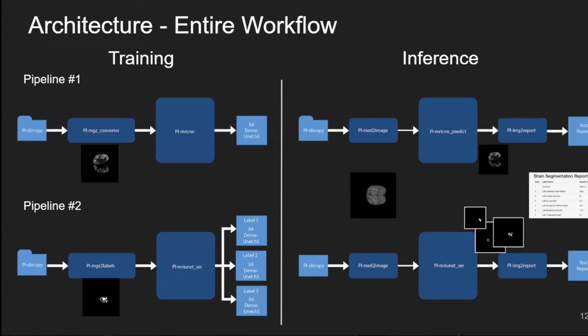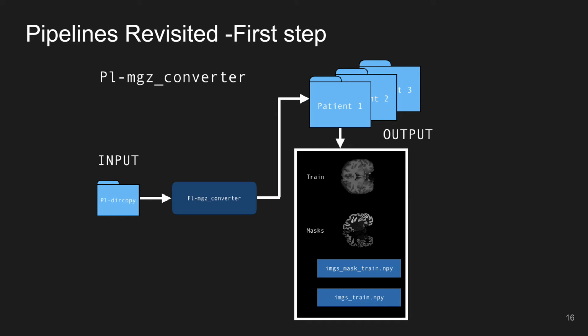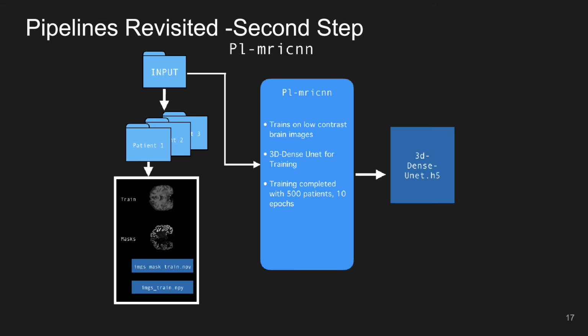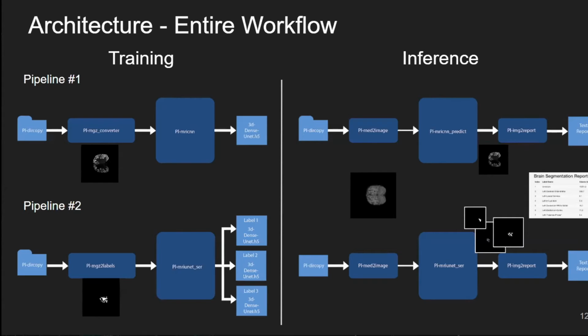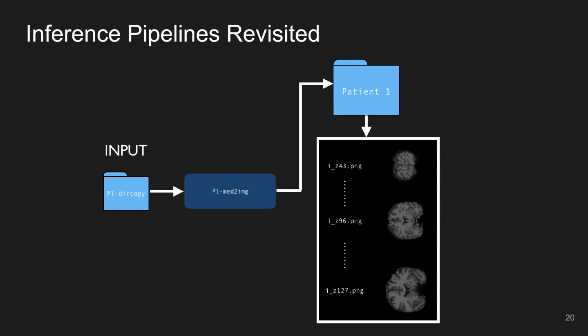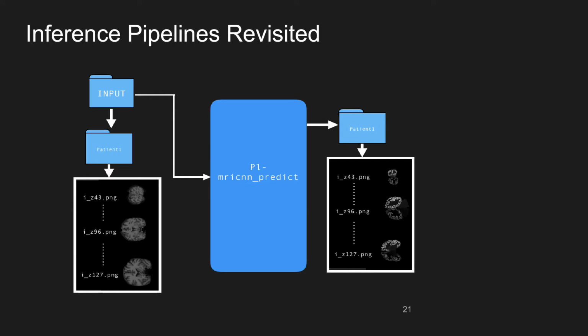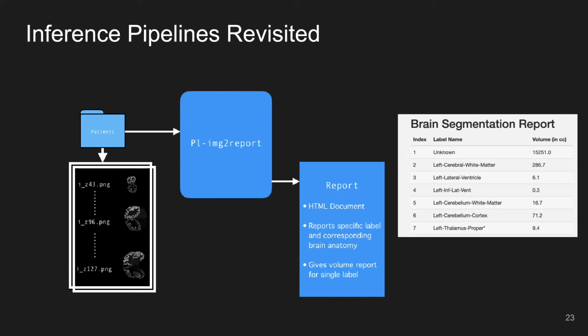So let's review our entire workflow. We have two pipelines. Pipeline number 1 is for the classifier that segments the whole brain. The inputs are MGZ files, and MGZ converter converts the input to PNG images and feeds them into the MRICNN plugin for training and outputs 3D U-Net models. For inference, the input DICOM is converted to PNG files using med2img, and the MRICNN plugin predicts segmentation with the model we trained. Last, we feed the segmented images to the image-to-report plugin and output a text report.